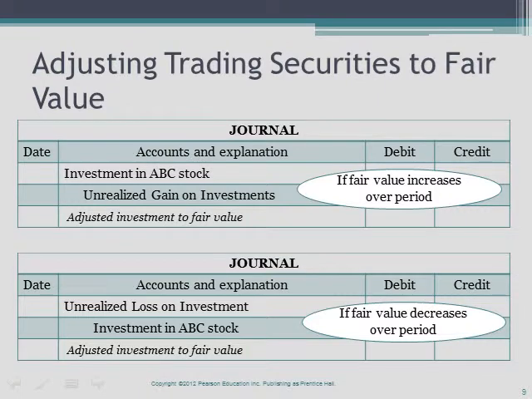The entries to adjust trading securities to fair value are shown here. These entries are made at the end of the reporting period. If the fair value increases over the period, the investment account is increased and an unrealized gain is reported. If the market value decreases over the period, an unrealized loss is recorded and the investment account is decreased.